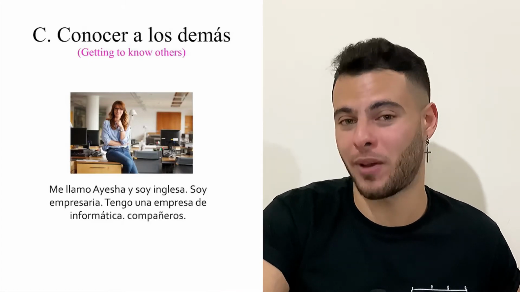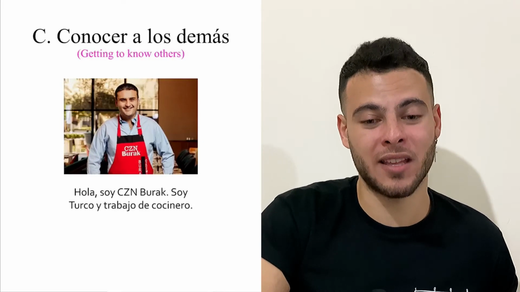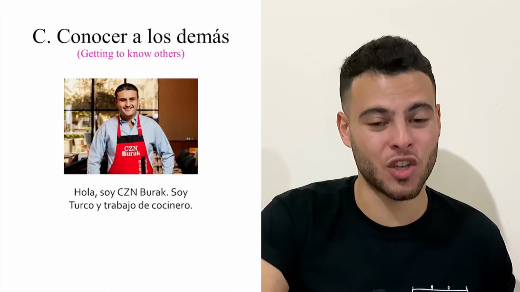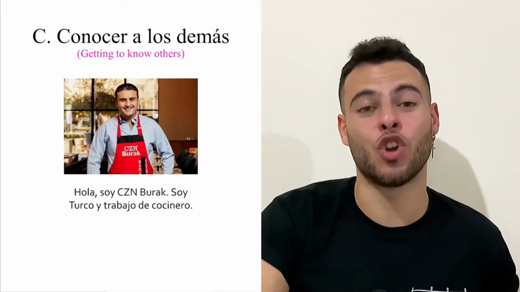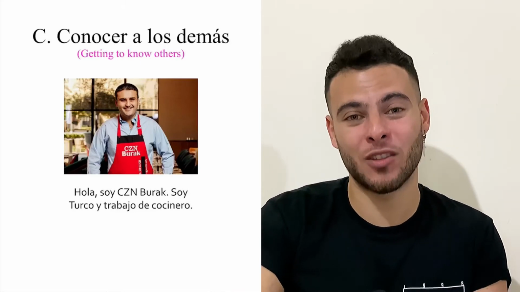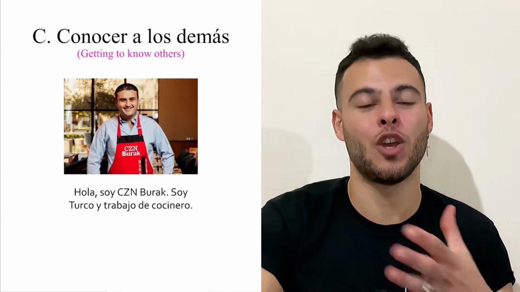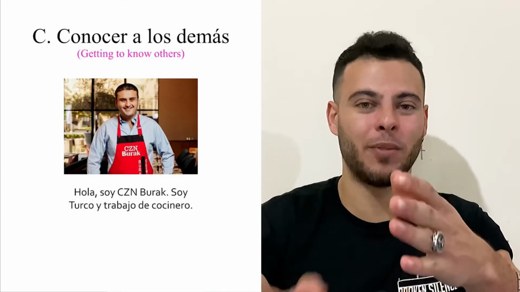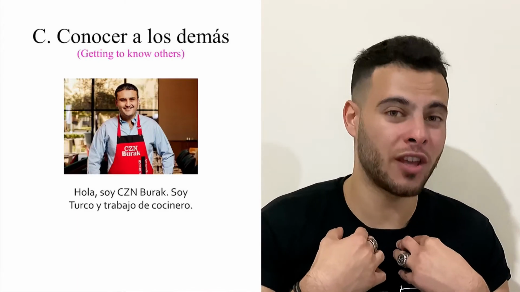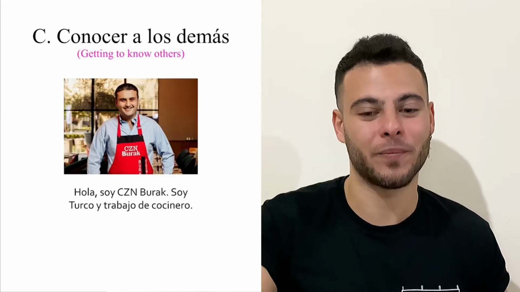Empresa de informática. This guy here is CZN Burak. It's a very famous chef. Hola, soy CZN Burak, soy turco y trabajo de cocinero. We use the verb trabajar to say to work. So whenever you want to introduce yourself, you have to start with yo trabajo de plus the job description, or soy cocinero, soy empresario, with the verb to be.